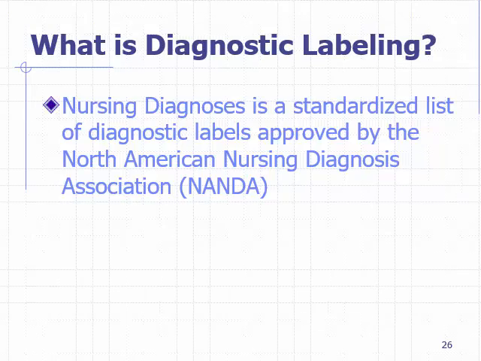So, once we have all of them identified, then we need to put a diagnostic label or nursing diagnosis on them. So, what is a diagnostic label? They're nursing diagnoses that come from a standard list of diagnostic labels that have been approved by the North American Nursing Diagnosis Association, or NANDA. These are the officially recognized nursing diagnoses and therefore the only accepted nursing diagnoses to be used in nursing.